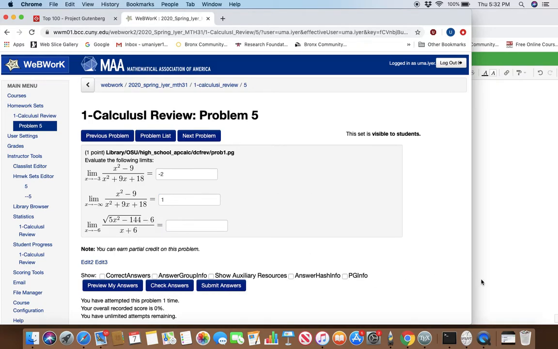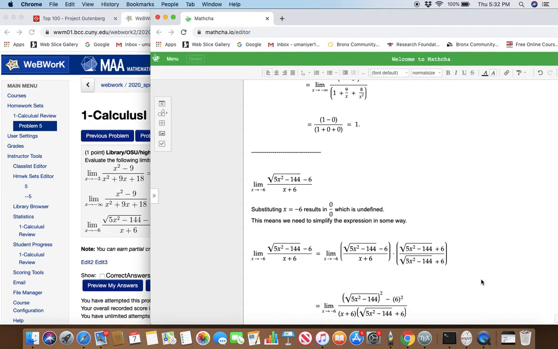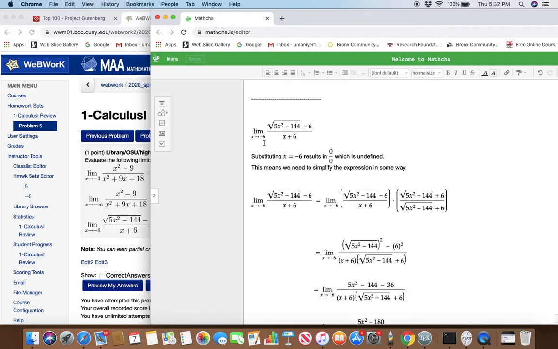This expression. Okay. Radical. So let me plug in negative 6 first. When I plug in negative 6, I get a 0 in the denominator. You can check the numerator also gets me a 0. That is, I get a 0 over 0 which is undefined. That is, I have to simplify this in some fashion.